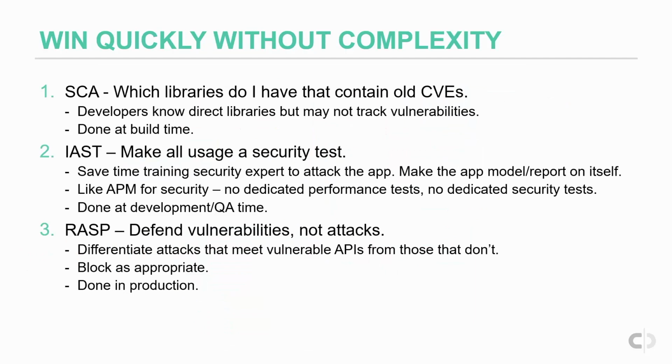Now, the ways that we can win this easily without complexity is we use a couple different techniques: software composition analysis, identifying older code with CVEs so that we know where we're vulnerable, using IAST or integrated application security testing, such that all usage of an application, even normal usage, is considered a security test. And then in production, we want to use RASP or runtime application self-protection to help defend against vulnerabilities and not have to look at the noise of understanding specifically when someone is attacking us. I want to be able to focus on when those attacks matter so that I can know where I'm actually vulnerable and I don't end up getting deluged with a significant number of alerts, false positives, and noise.